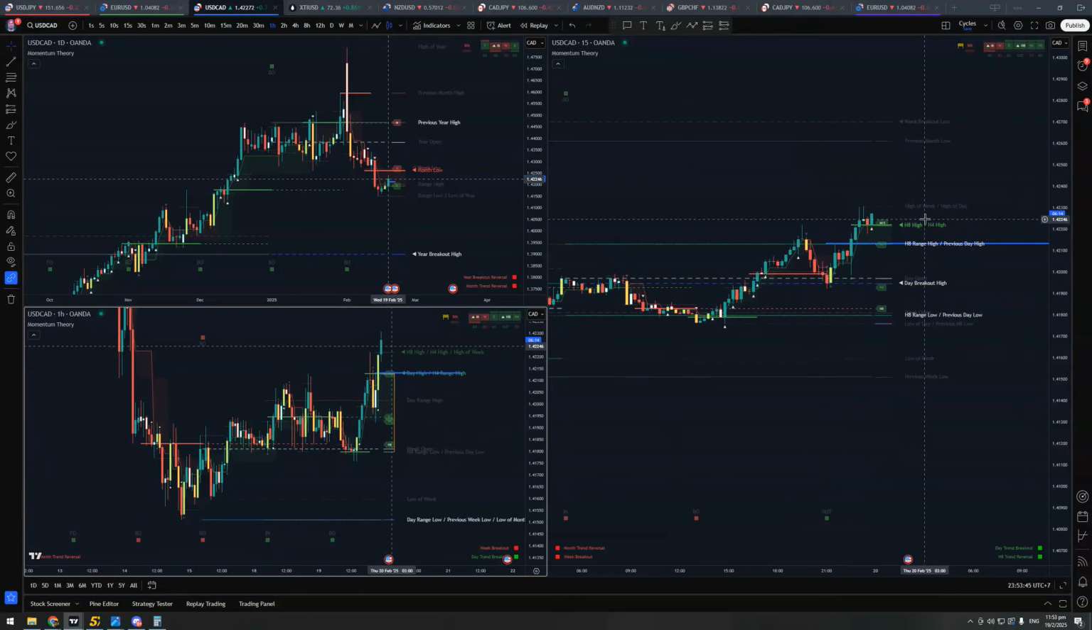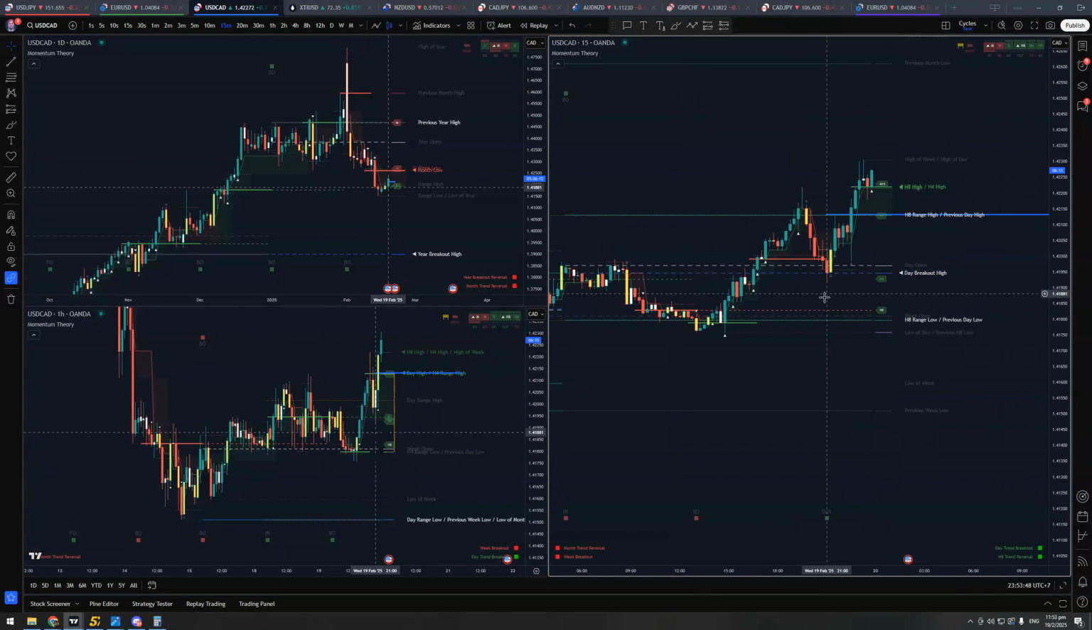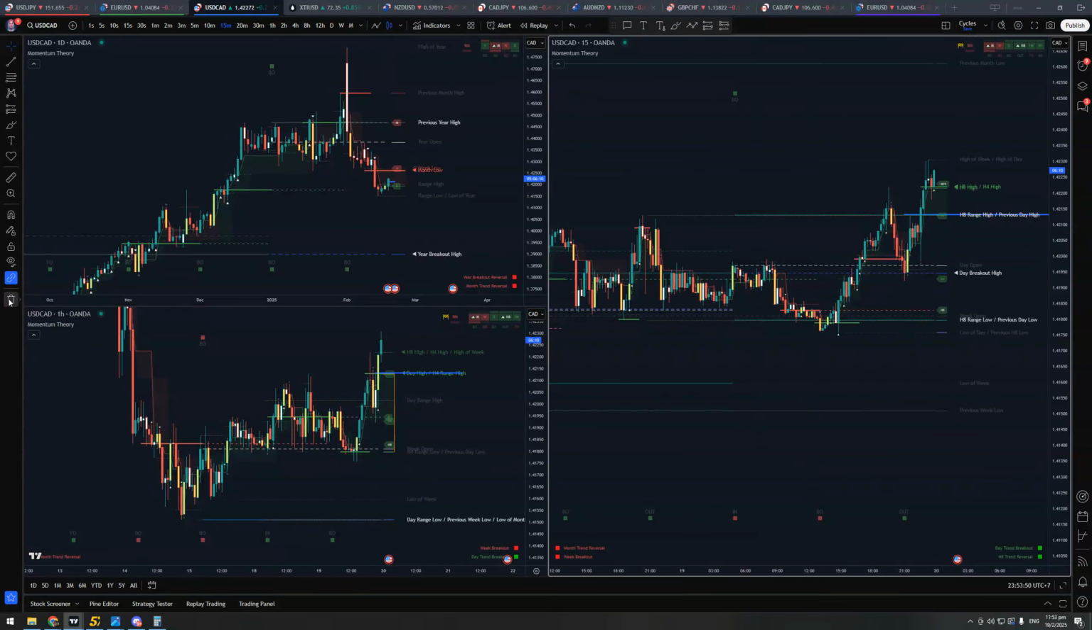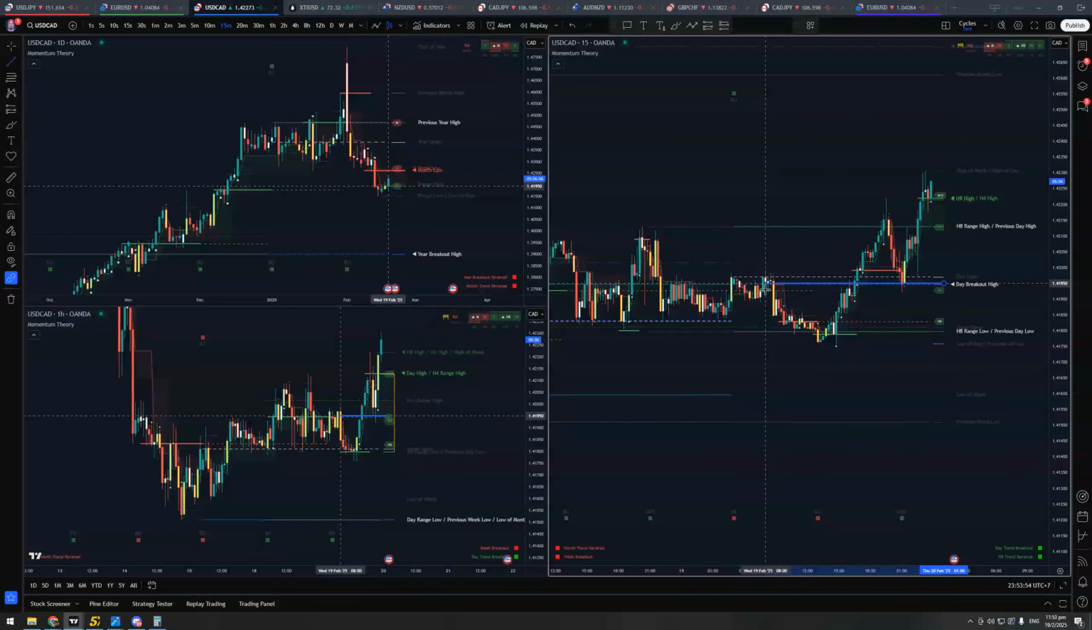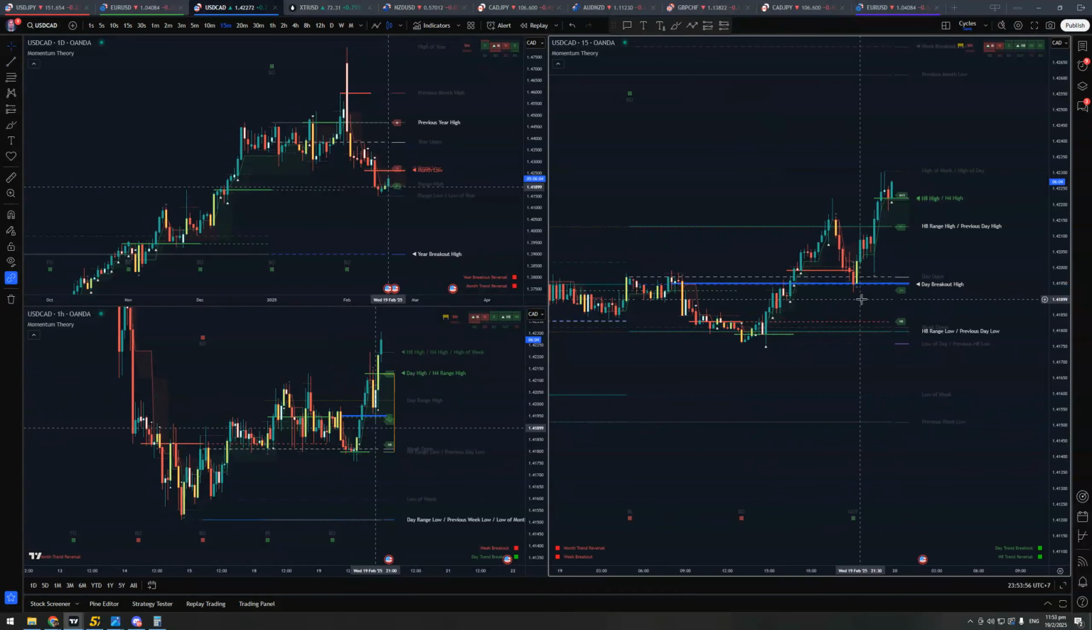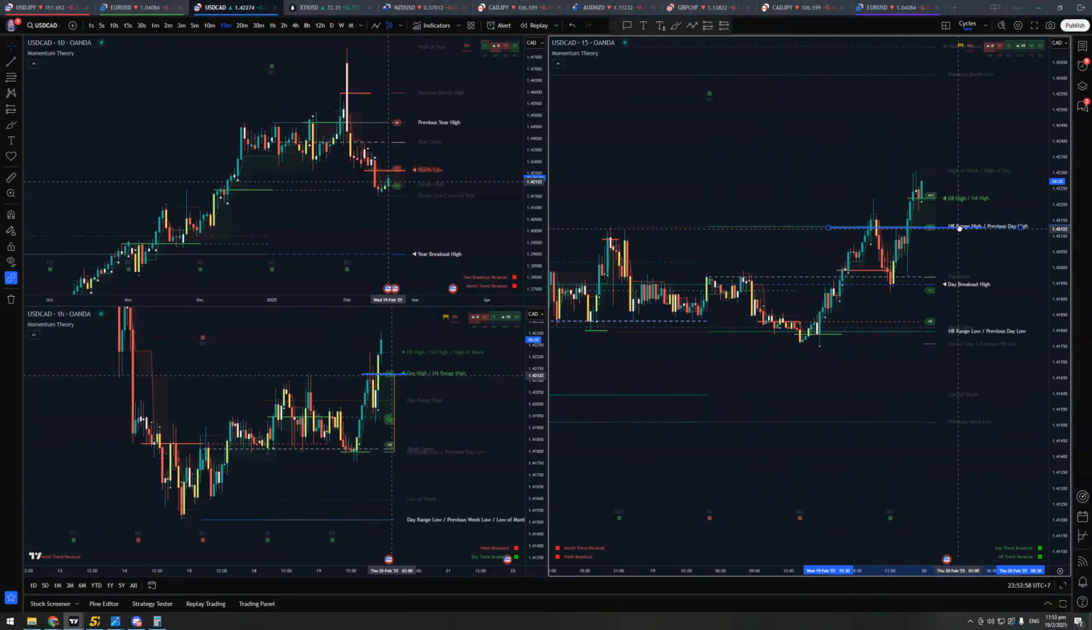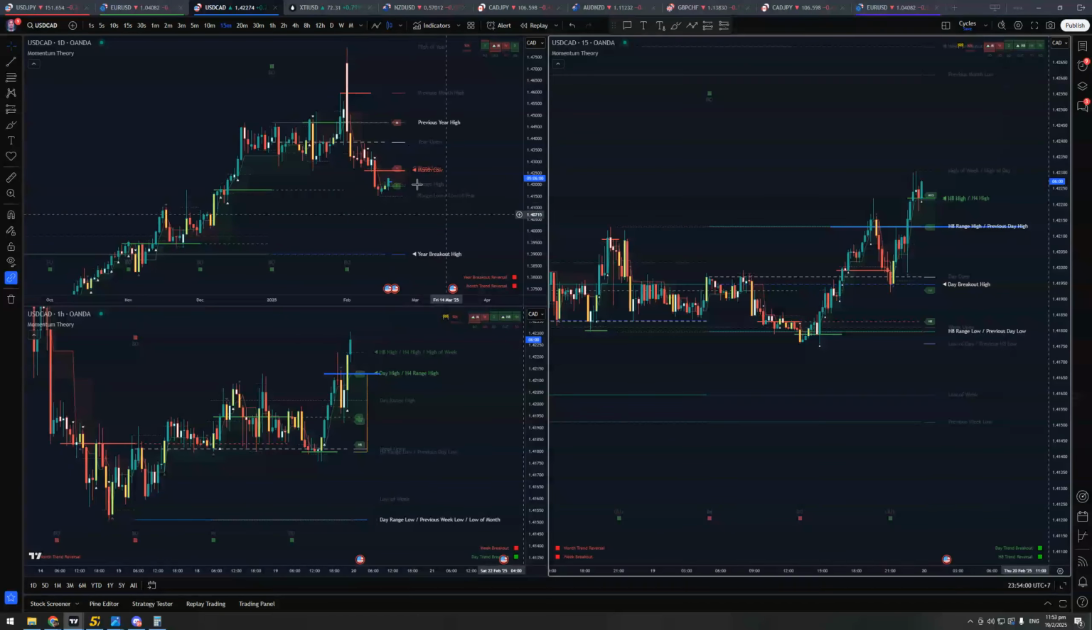So I'm actually happy that it got back above. I was looking to possibly take sells underneath this day breakout level, but it did not get through. So hopefully this gets pushed up, and I'll be looking for this move tomorrow.